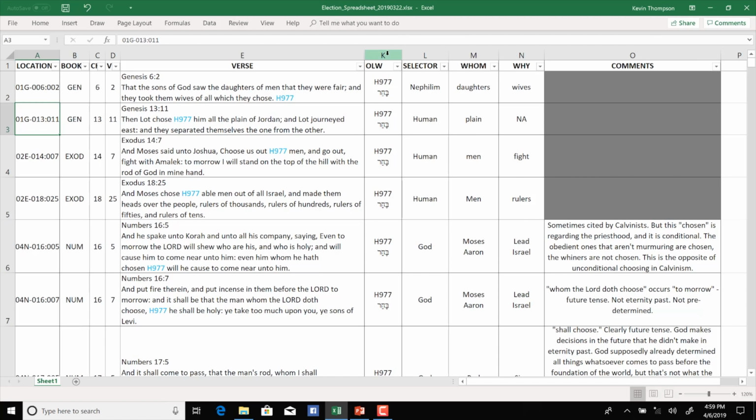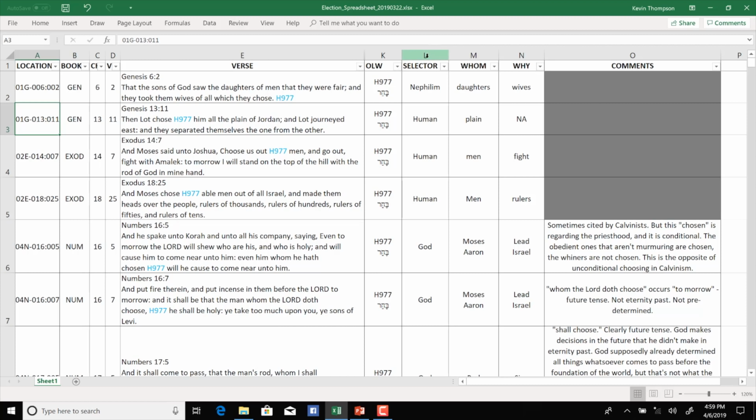Now, everything from column K over, from the original language word over to the left, so the verse, the book, chapter, and verse, and then the location code, all that stuff is just data. That's all it is. Now, from the next column over, in column L over to the right, all of those things are subjective to me. Those are things that I have observed and I have put in there.